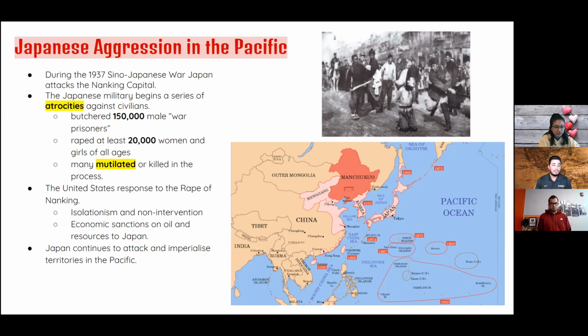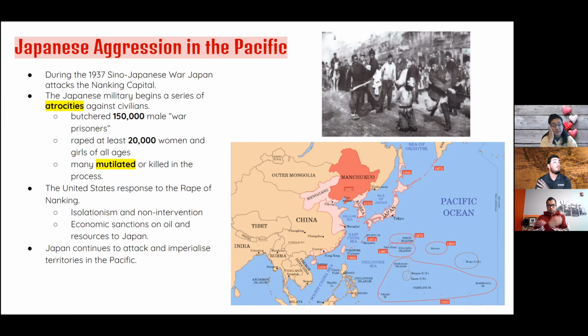Besides that, it wasn't just soldiers that were taking the violence, it was everyday citizens. You saw tons of cases of rape incidences where at least 20,000 women of all ages were raped during the pillaging of Nanking and the occupation of it. And those who didn't listen were mutilated, which essentially is cutting off parts of their bodies, essentially their head.